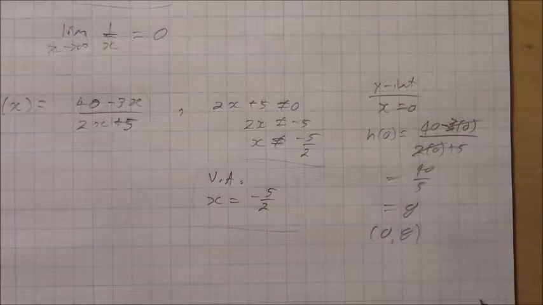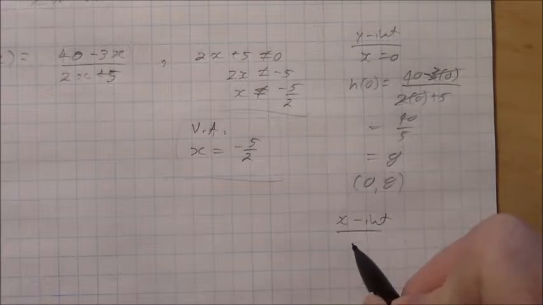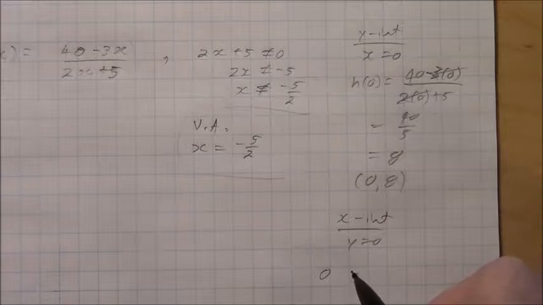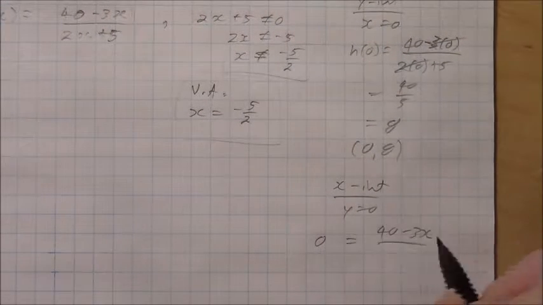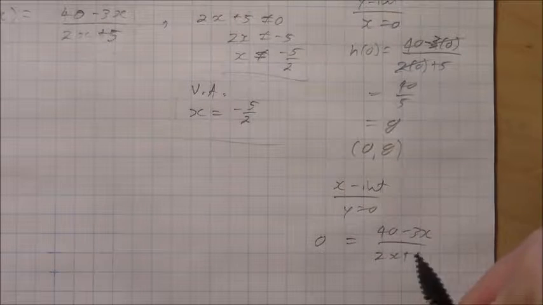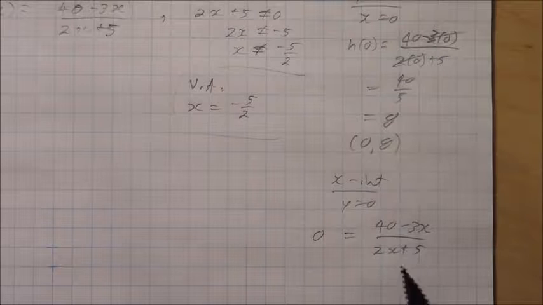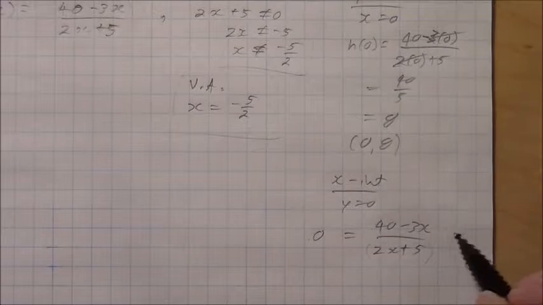I can also find the x-intercept, and the x-intercept is when y equals 0. So if I let this whole rational function, 40 minus 3x over 2x plus 5, equal 0, well, to solve for x, I can multiply both sides of the equation by the denominator.